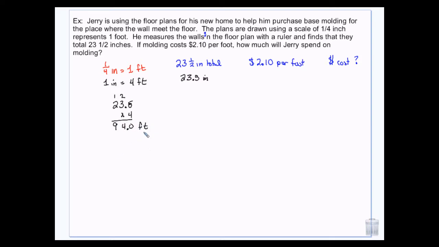Okay, so as he went around, he measured not the actual wall, but on the floor plan he measured the squares, so he went around the wall like this and measured all that. So that's going to be 94 feet around the whole outsides of the rooms. And it's $2.10 per foot, so I'm going to take 94 feet and multiply that by $2.10 per foot.